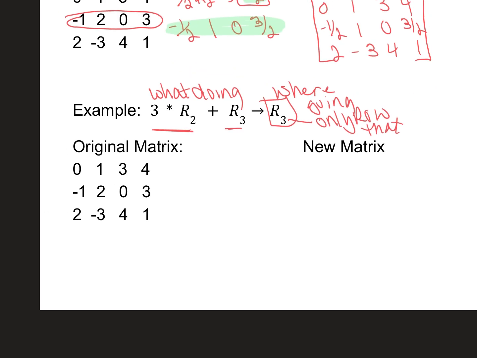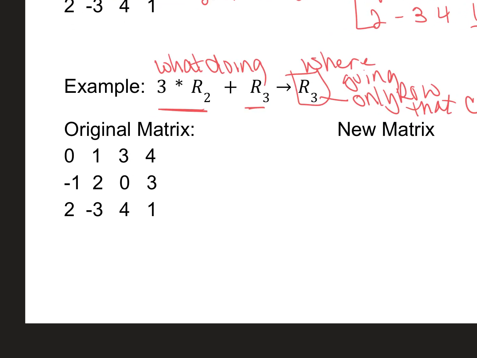I keep saying that as much as I can because there are so many little places to get confused and lose track of numbers and things like that. So I'm going to write here in between my original matrix and my new matrix, this is what I'm doing. I'm taking 3 times row 2, and I'm adding it to row 3, and I'm putting it in row 3. Okay, so then I'm going to show what I'm doing.